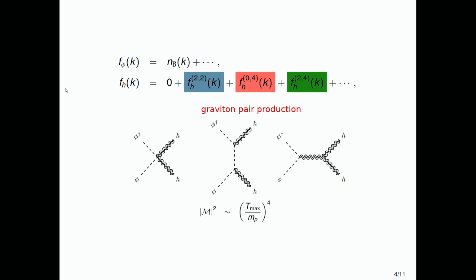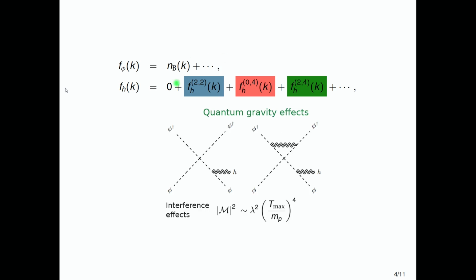Okay. But then we also comment on higher order effects here. These are then quantum gravity effects. For example, diagrams like these: when you calculate the matrix element squared, these 2 diagrams would interfere and would lead to a matrix element squared on the order of lambda squared T max over m Planck to the power of 4. And what do I mean with quantum gravity effects here? I mean basically that you have virtual gravitons that show up in your diagrams. There might be other quantum gravity effects, which I haven't explained here, but these would come, for example, from modifying the evolution equations and so on.